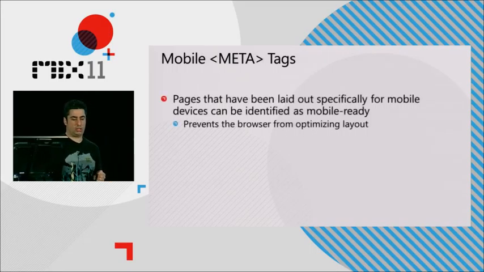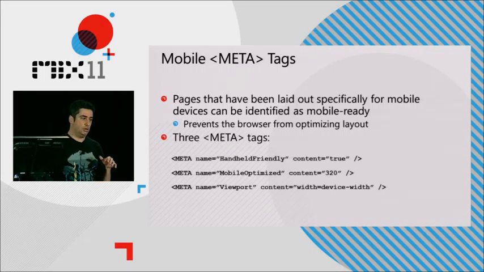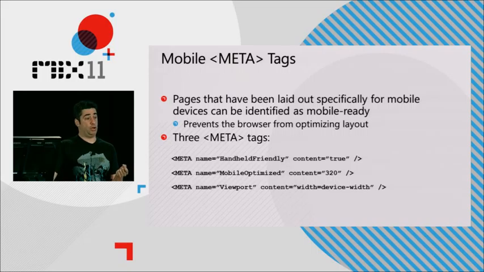So let's take a quick look at the mobile meta tags. For pages that have been laid out specifically for mobile, there's a way to identify them as being mobile ready. There are 3 meta tags that have been developed over the years. The first one, handheld friendly, I think RIM came up with some years ago. It's the true/false tag. The mobile optimized tag we actually came up with for Pocket PC back in the day. But the one that everybody uses now is viewport.